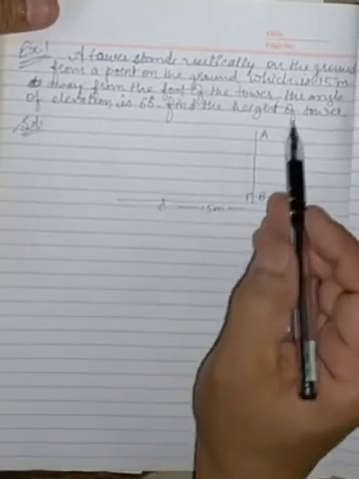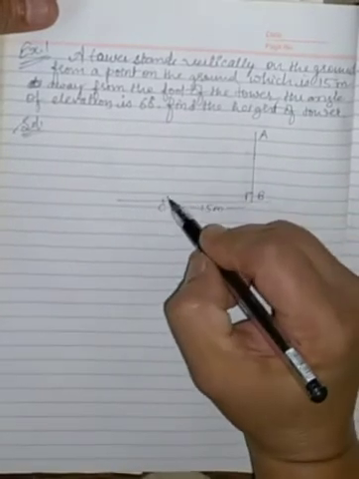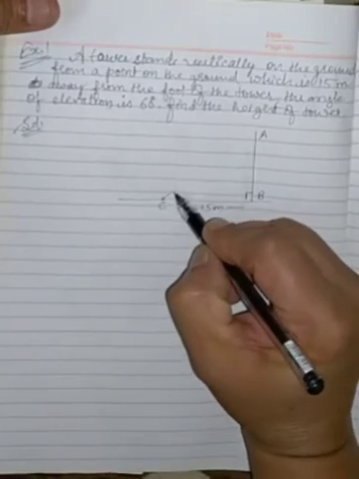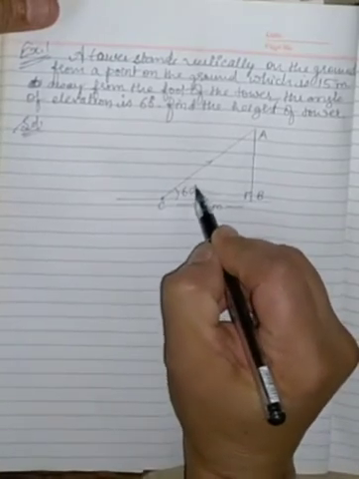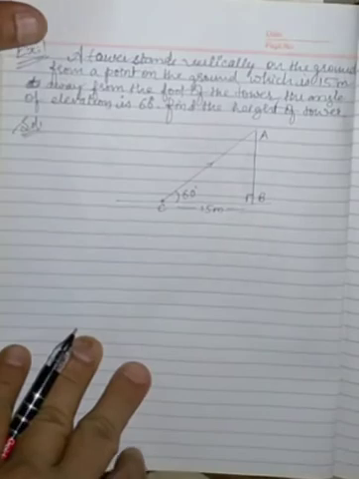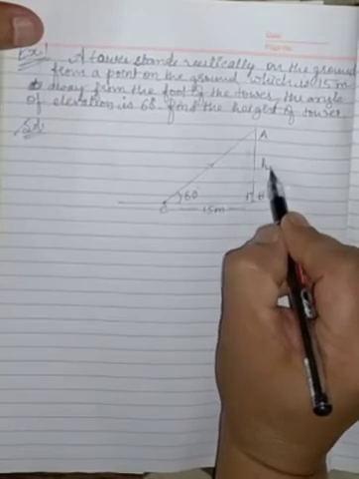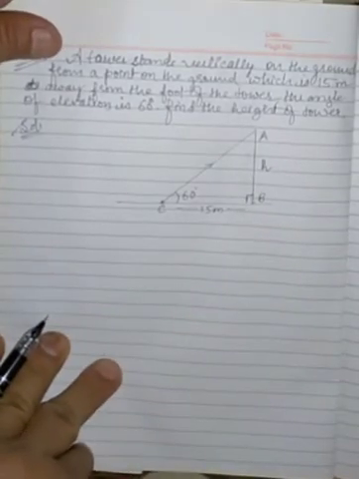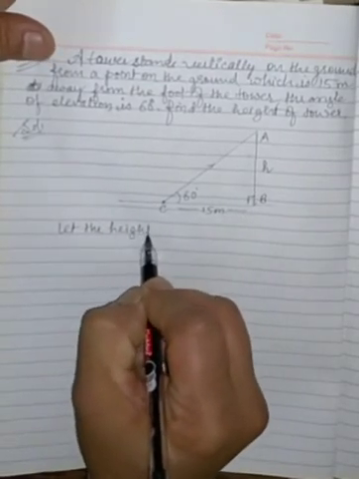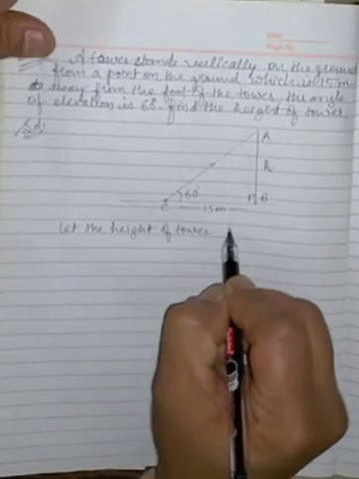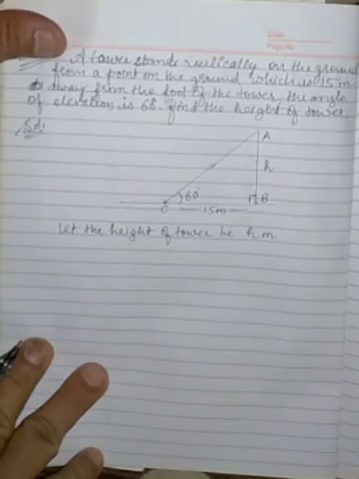From this point the angle of elevation is 60 degree. Angle of elevation is the line of sight from the observation point to the top of the tower. This angle we are given 60 degree. So we have to find out the height of the tower AB. Let the height of tower be H meter.